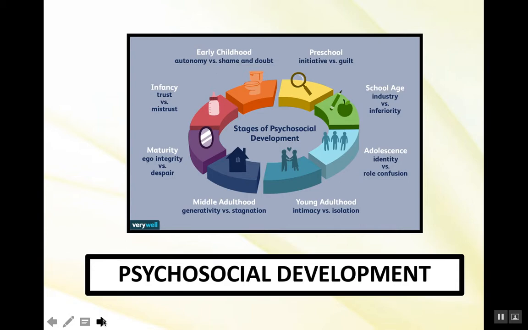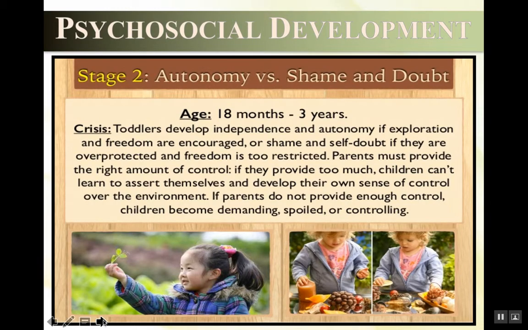So, psychosocial development. Erikson's stage 2, autonomy versus shame and doubt. At this age, 18 months to 3 years, toddlers and preschoolers develop independence and autonomy. They want to know that they can do something and that they're allowed to. However, if they are shamed, they're going to have doubt.